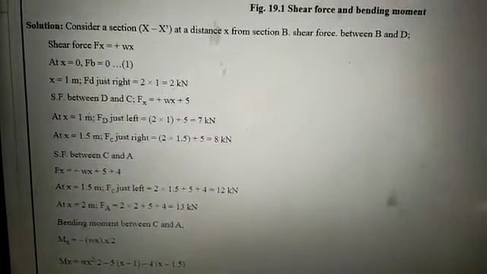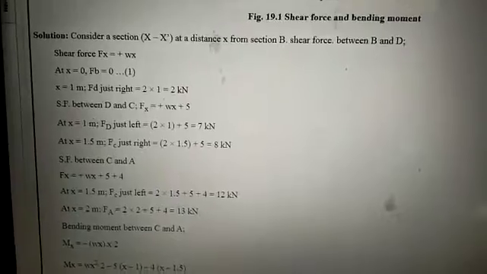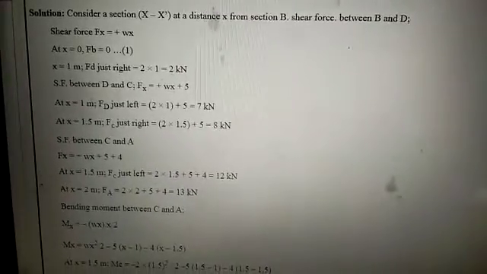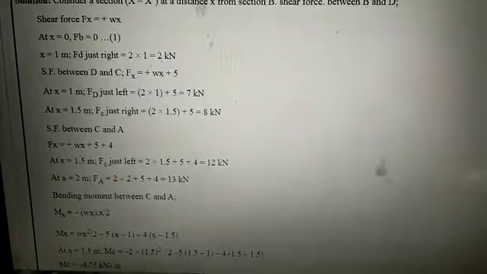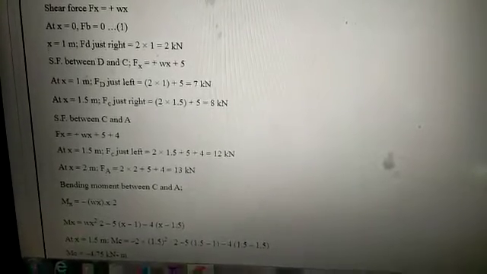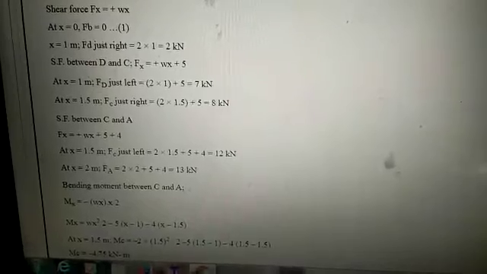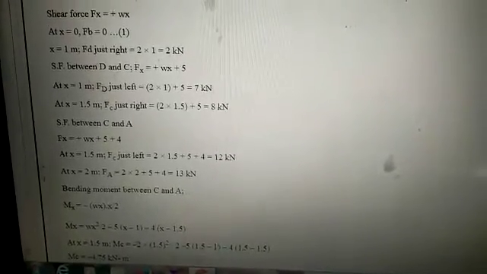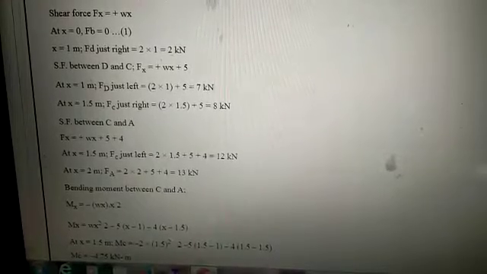So let us start. Shear force at X. In the above diagram, the shear force at X will be W into X, that is the load multiplied by the span. So shear force at X will be W into X. Now at B, our X is 0. So shear force at point B will be 0.